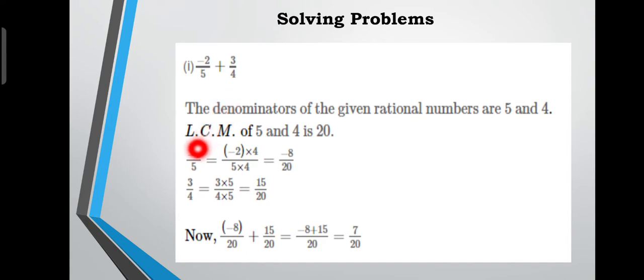Yes, exactly, children. We have to take the LCM of the denominators. So, what is the LCM? 5 and 4? The LCM is 20. Now, we can equalize the denominators.